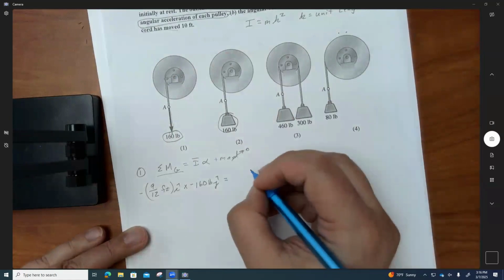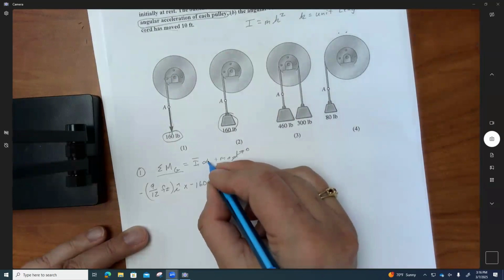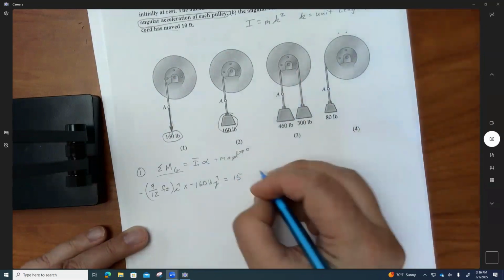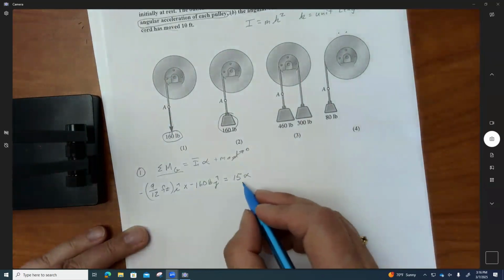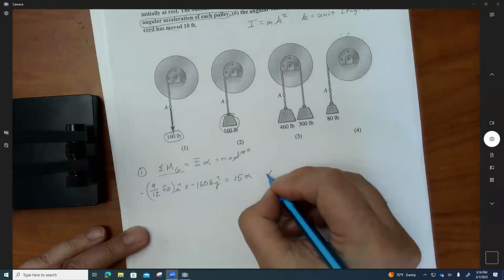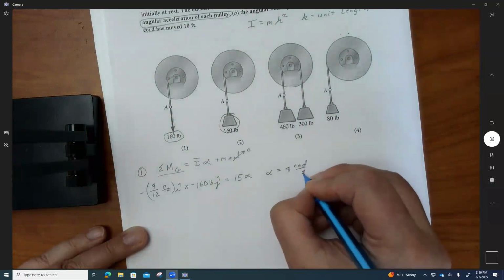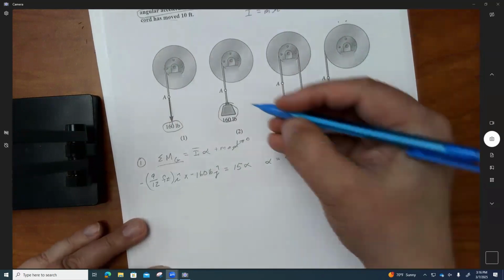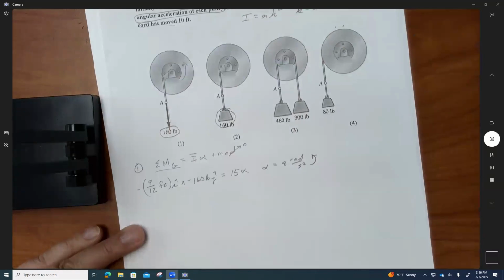We set that equal to the I times the alpha. The I we're given as 15, and the alpha we need to find. If we solve this, we're going to end up with an alpha equal to 8 radians per second squared, and that's going to be going in the counterclockwise direction, which makes sense. If we pull down, it's going to spin that direction.